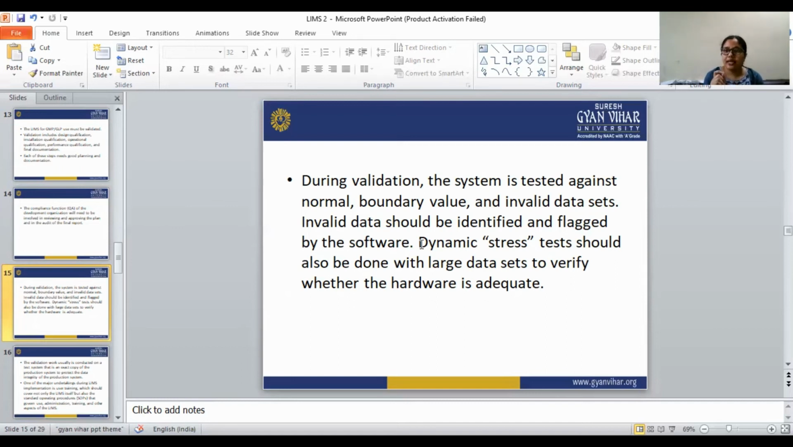Okay, and there is another test, that is the dynamic stress test. That is also done with large data sets. Okay, why are we doing this dynamic stress test?